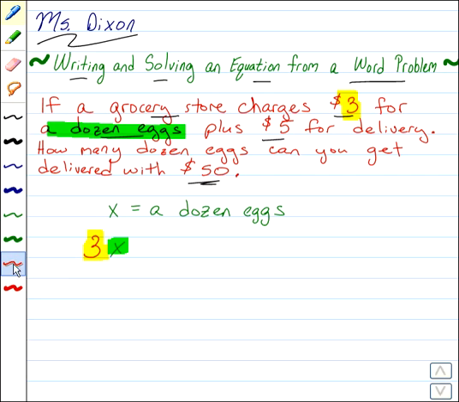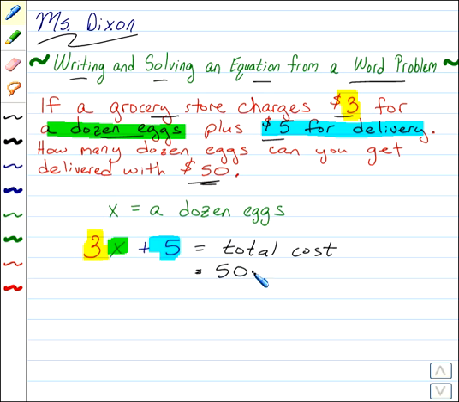And then after we pay that $3, we also have to pay the delivery costs of $5. So we have $3 for every dozen eggs plus $5 equals our total cost. Now we only had $50, so our total cost needs to be $50. So we need to solve 3x plus 5 is no more than $50, or equals $50.